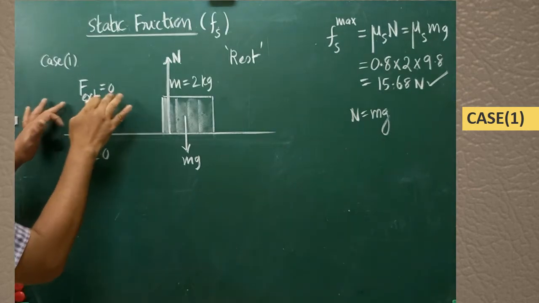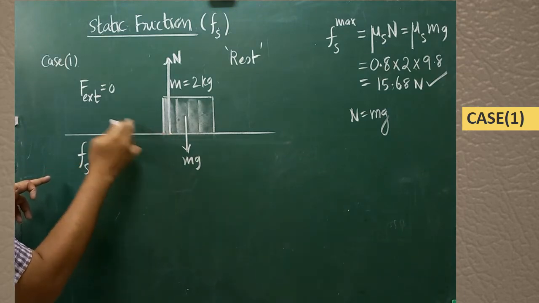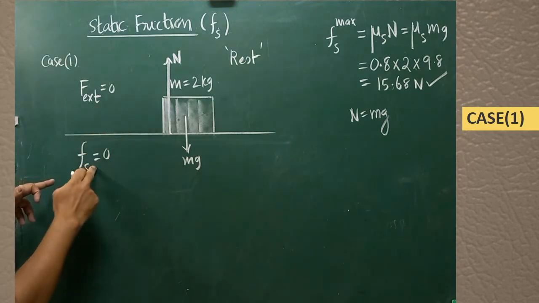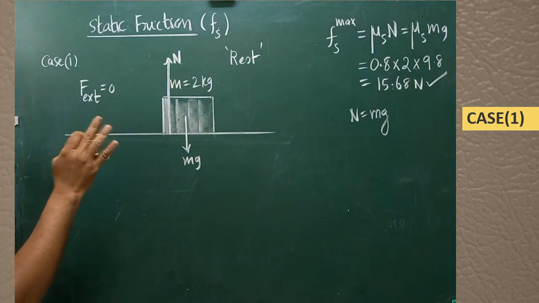F external is 0, and static friction is also 0. Since no force acts on the body, static frictional force is also 0. Therefore, the body is at rest, the body is not moving in case number 1. Understood?